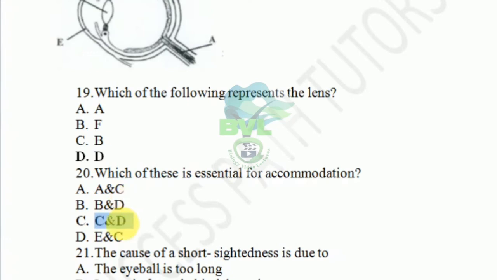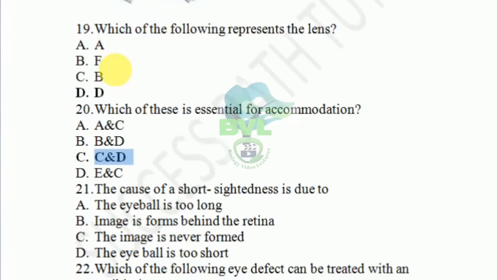Let me explain why we didn't include B. Accommodation refers to how the eyeball focuses. So focusing is different from formation. Formation takes place here. So what means to focus is these two. All right. Okay, so we are still good.